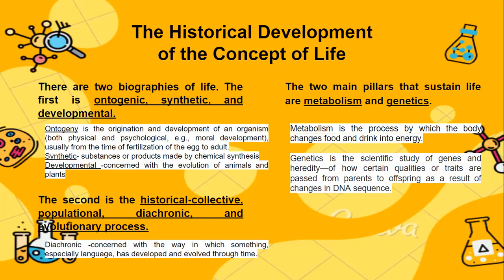So we have the second one of the pillars of life. The second is genetics. If we say genetics, this is the scientific study of genes and heredity, of how certain qualities or traits are passed from parents to offspring as a result of changes in DNA sequence. The change, acquisition, and loss of fragments of information from cells underlie the evolutionary process.